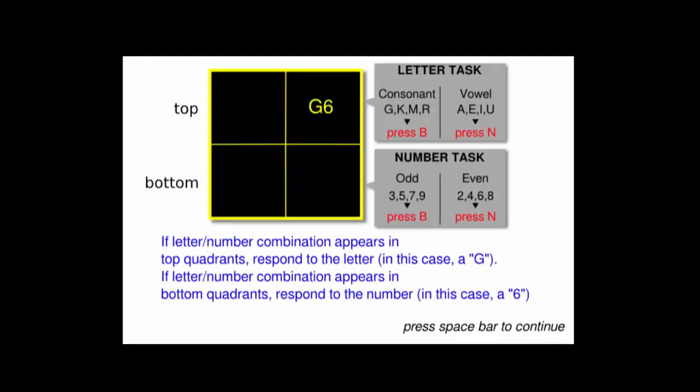If the letter-number combination appears in the top quadrants, respond to the letter, in this case, G. Now, for the letter task, if it's a consonant, like G, K, M, or R, press B. But if it's a vowel, like A, E, I, U, press N. If the combination appears in the bottom quadrants, respond to the number, in this case, a 6. For odd numbers, such as 3, 5, 7, and 9, press B. For even numbers, like 2, 4, 6, and 8, press N.